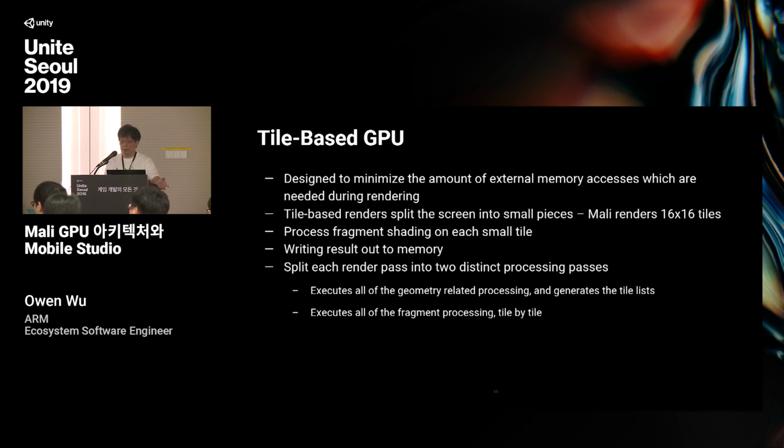One big difference from immediate rendering mode is that the GPU splits each render pass into two distinct processing passes. One is the vertex shading pass, which generates the tile list. The other is the fragment shading pass, which executes fragment shading tile by tile.